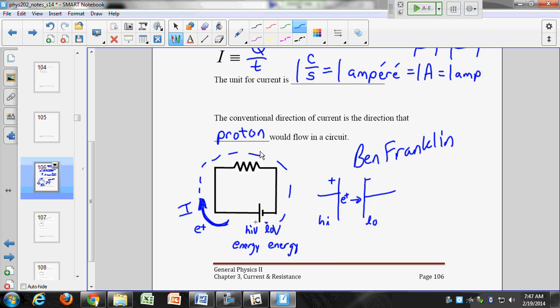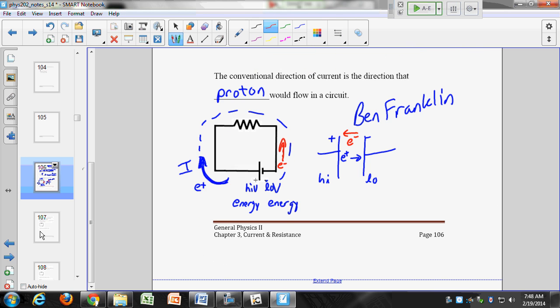Okay, so the conventional direction of current is the direction that a proton would flow. Electrons, by the way, the actual direction of current is going to be in this direction, because electrons move from low to high potential. So the actual direction of current is like that, but we're going to use the conventional direction, and that's standard for dealing with circuits. All right, you with me on this? This seems irrelevant right now, but it comes up a little bit later when we talk about multi-loop circuits in the next chapter.